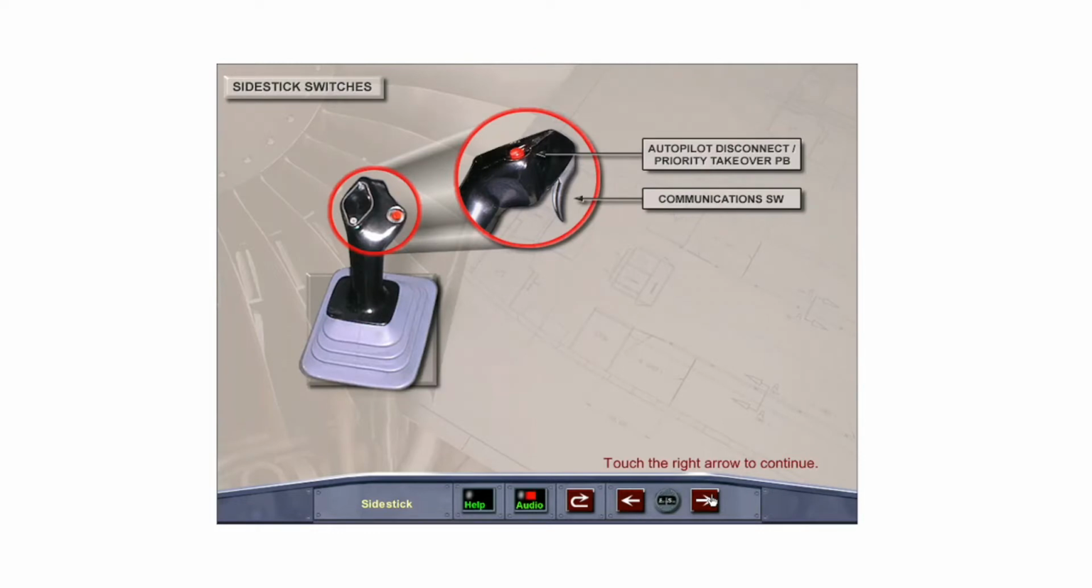The side stick has 2 switches, a dual-function autopilot disconnect priority takeover push button, and a communications push-to-talk switch. Whenever the autopilot is engaged, a solenoid-operated detent locks the side stick in the neutral position. If necessary, the detent can be overridden with sufficient pressure to unlock the side stick, which will also disconnect the autopilot. The normal method to disconnect the autopilot, however, is to press the autopilot disconnect push button on the side stick.